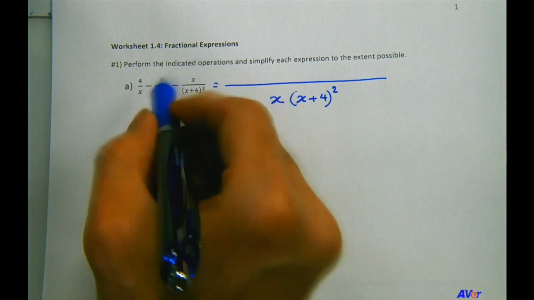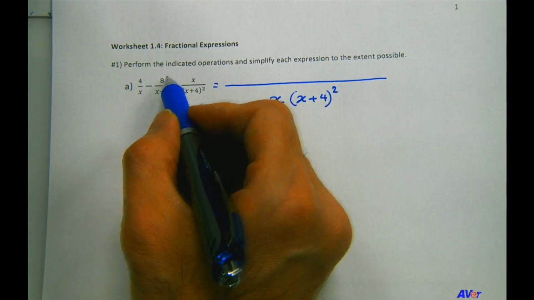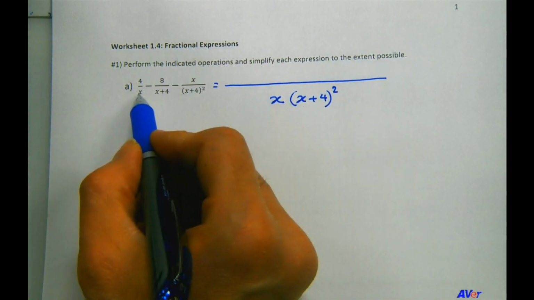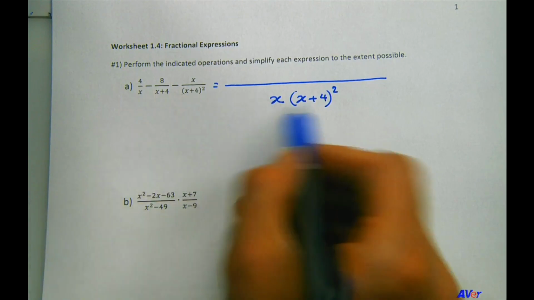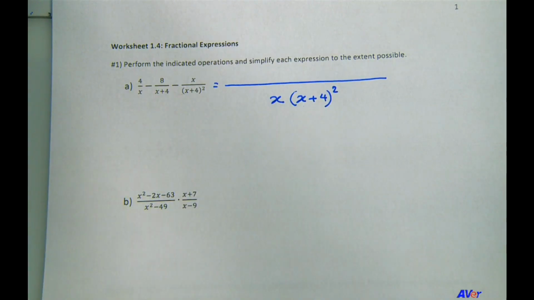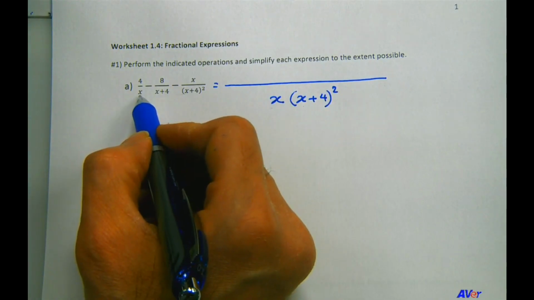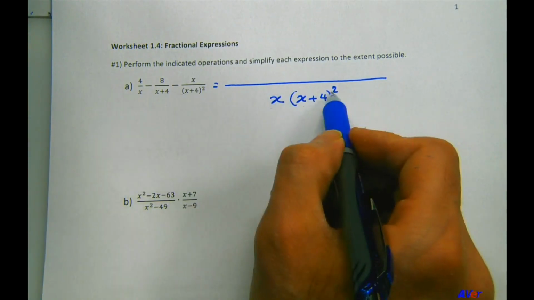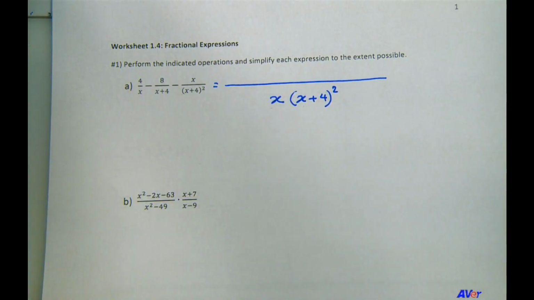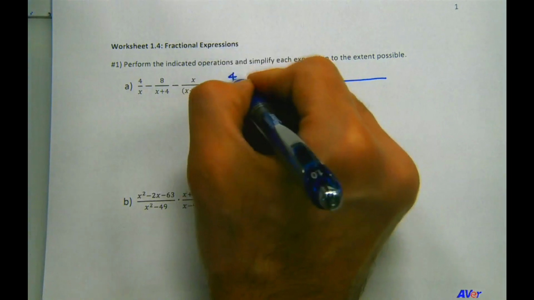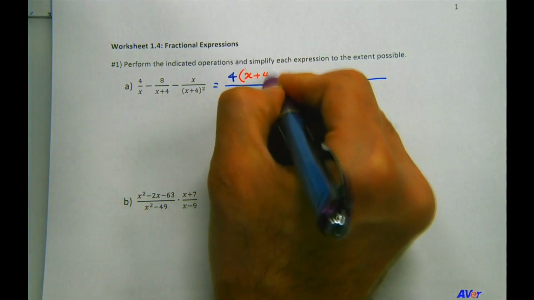Now, each numerator can be multiplied only by what's missing from its denominator when you compare the denominator with the common denominator. So compare this common denominator with that. What is missing from it? (x plus 4) squared. So you've got to multiply 4 by the missing piece, which is (x plus 4) squared.